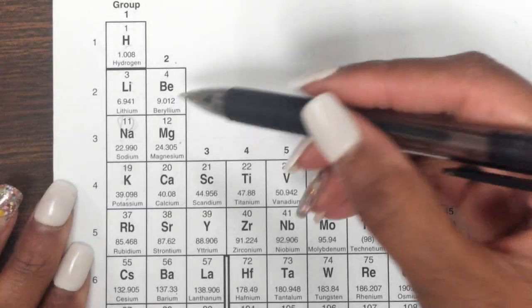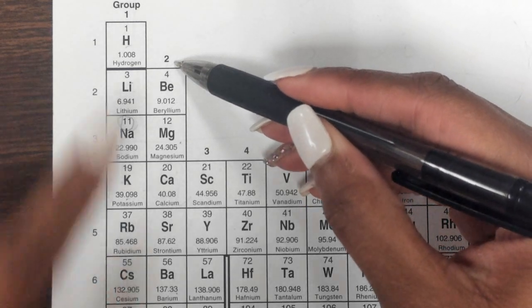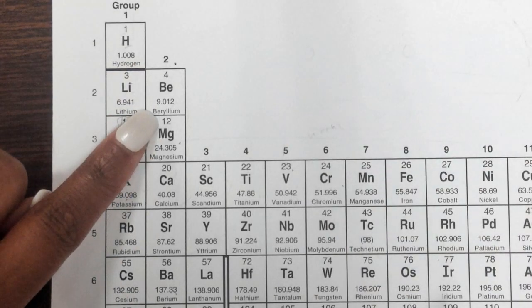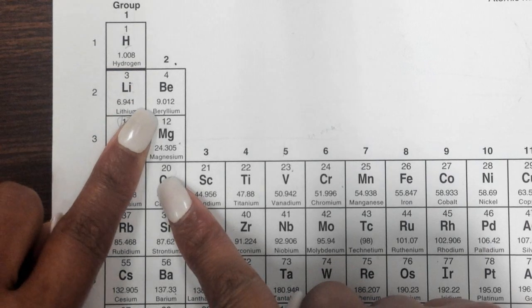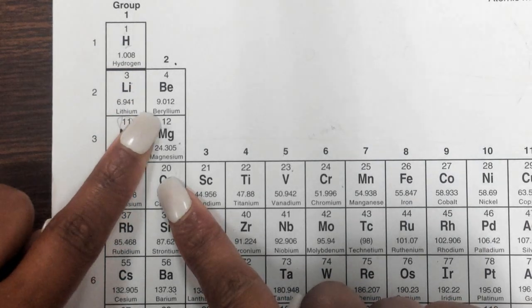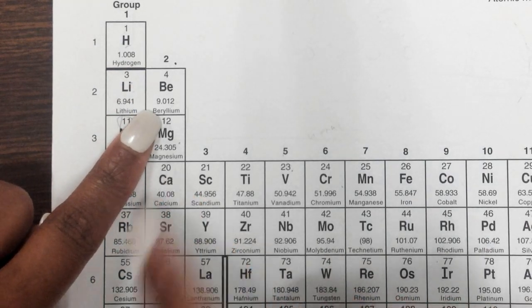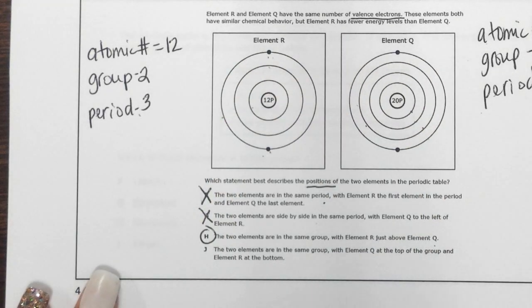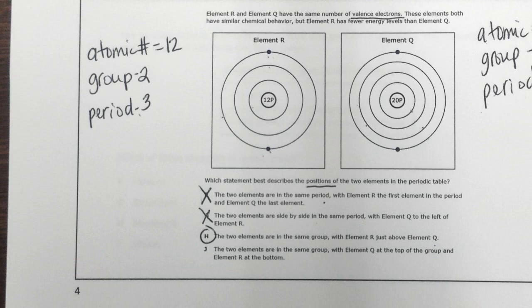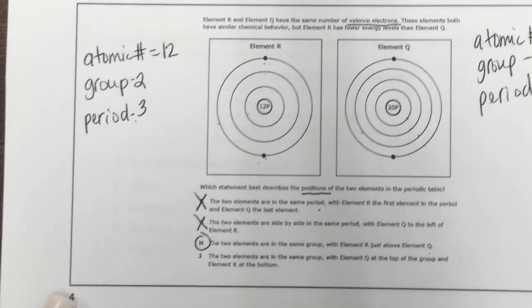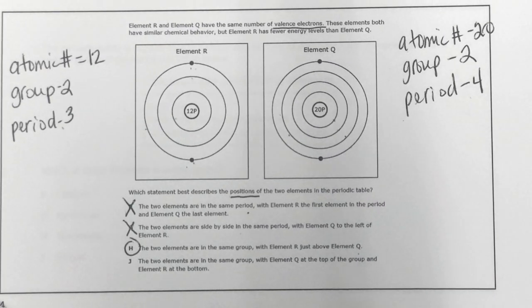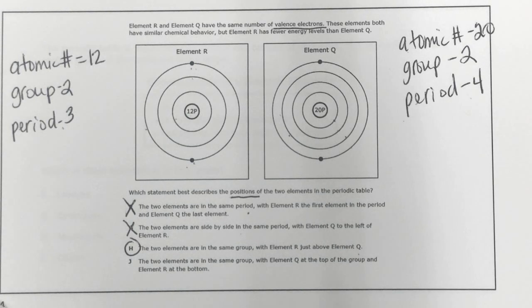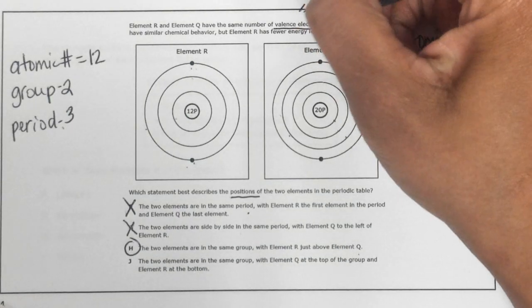Here is group 2. Element R is this one, 12, and element Q is 20. Okay? So element R is just above element Q, magnesium and calcium. So our correct answer is going to be H. So what I'm getting at here is that not only do you have to know what valence electrons are, you have to know what they tell us. And valence electrons tell us the group number.